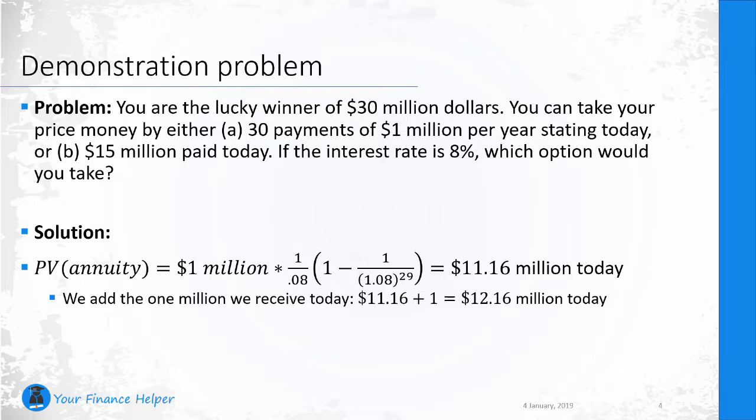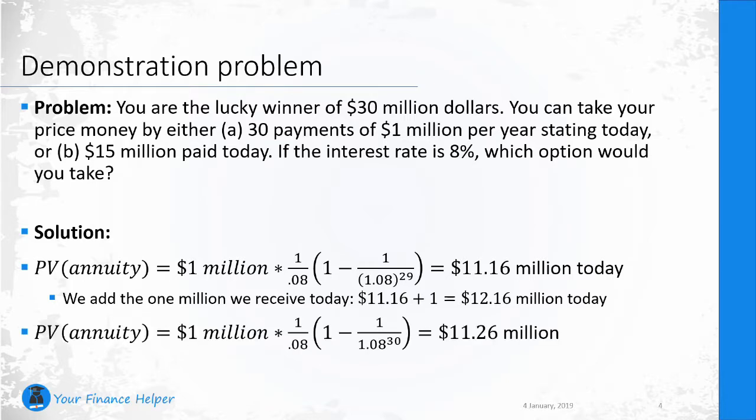You choose 29 periods because you receive the first $1 million today. We are going to add that million after we calculate for the first 29 periods. So when we get the present value of that, which was $11.16 million, we add the remaining $1 million that you get up front, what you get today.